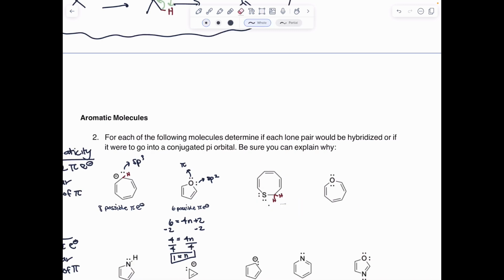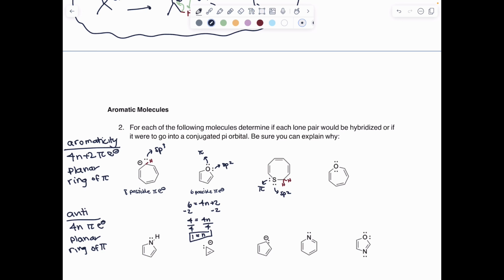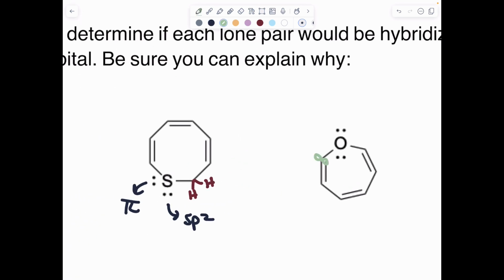I'm going to erase the 8 possible pi electrons, since that doesn't matter, since we know that it is not an aromatic or anti-aromatic molecule. I'm going to label this bottom one as sp2 and the left one as pi, but it could have been alternated the other way. It doesn't matter which one is which, as long as one is pi and one is hybrid.